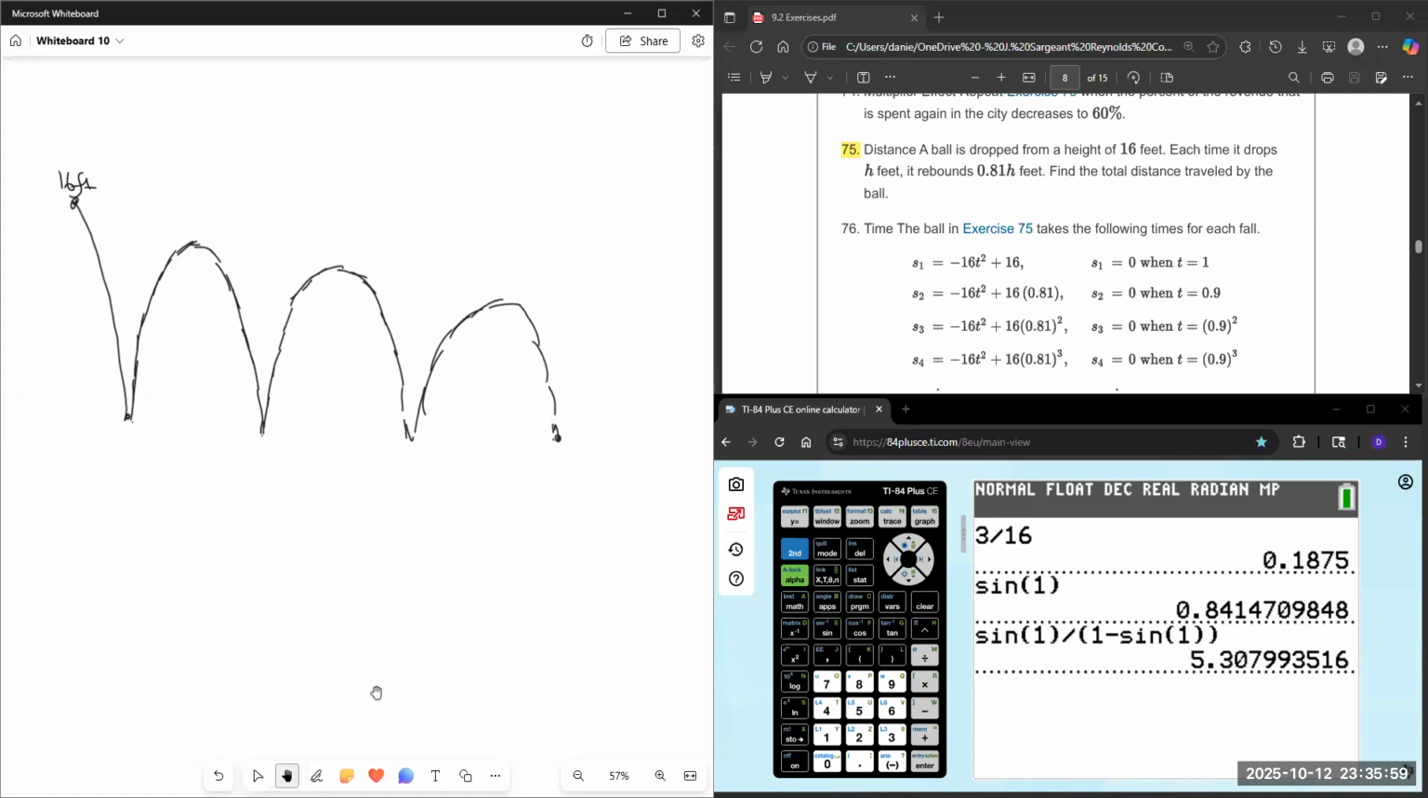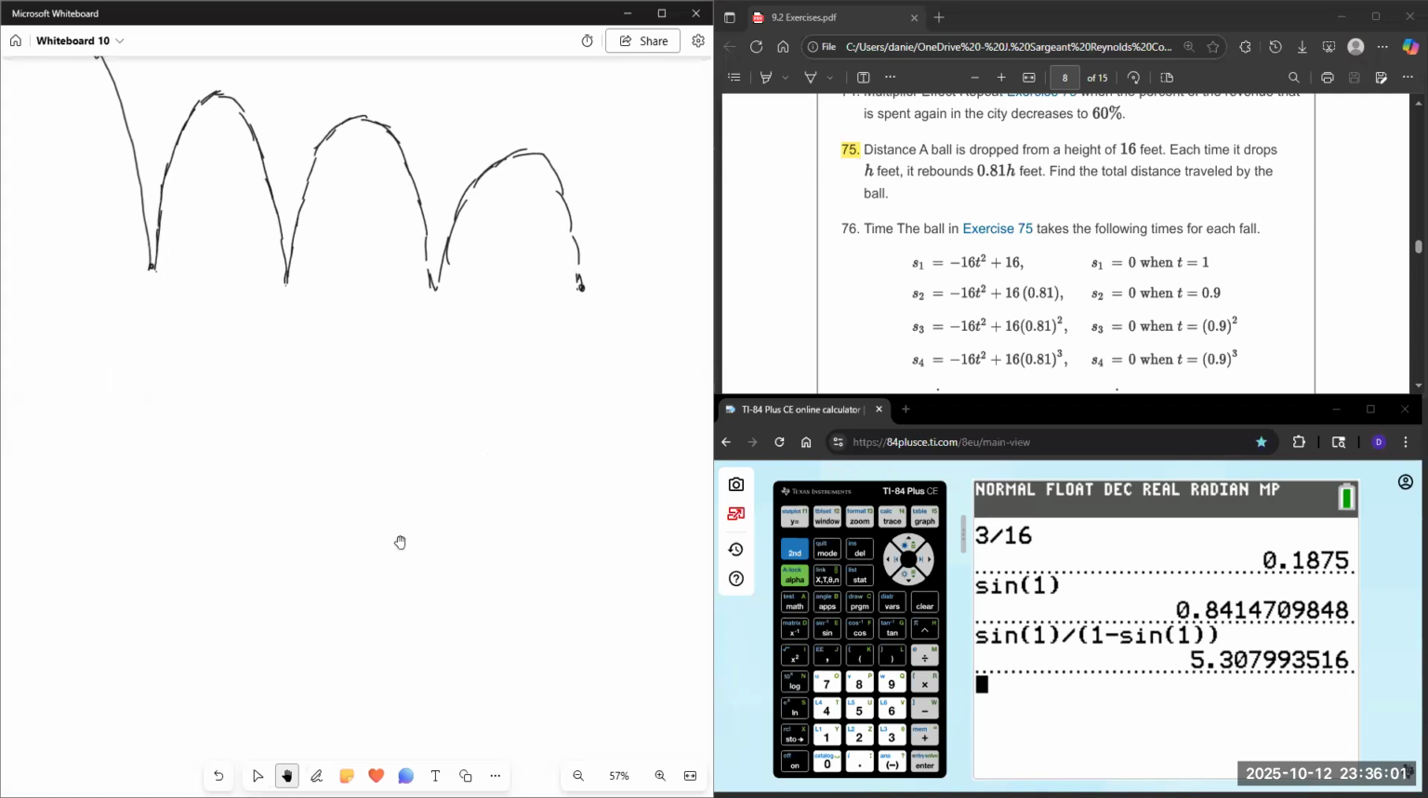So there's a couple different ways that you could write this, but I'm going to say that this is going to be 16 plus the summation from n equals 1 to infinity of 81% to the n of 32. And how did I get that?